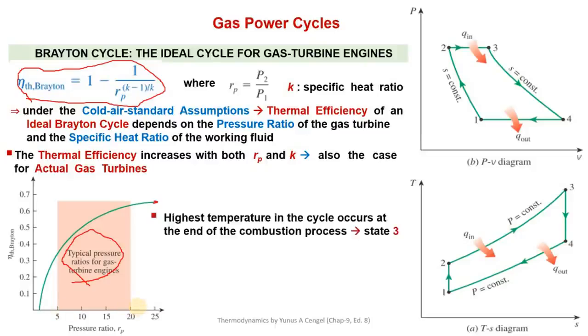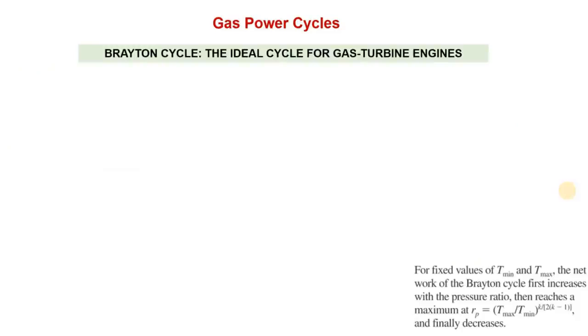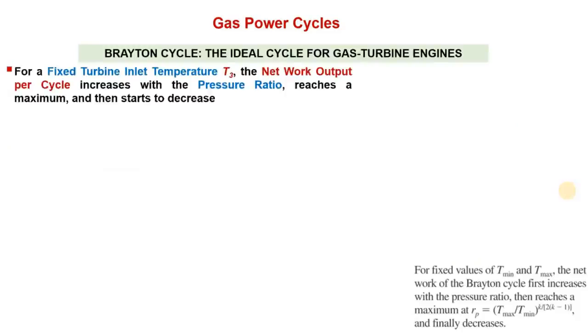5 and 20. So the highest temperature in the cycle occurs here at this point at the end of the combustion process, means at state 3, and this maximum temperature is again limited by the type or the material of the turbine blades which can withstand such high temperatures. Okay, so now let's further analyze.